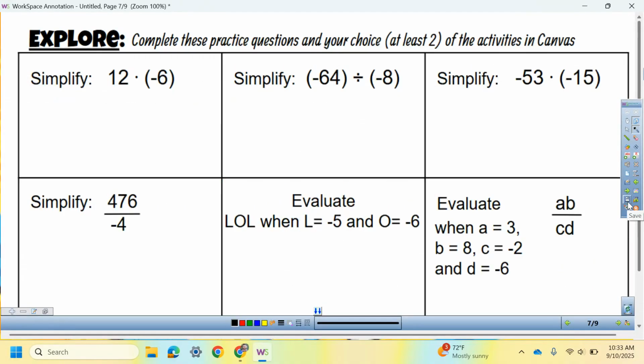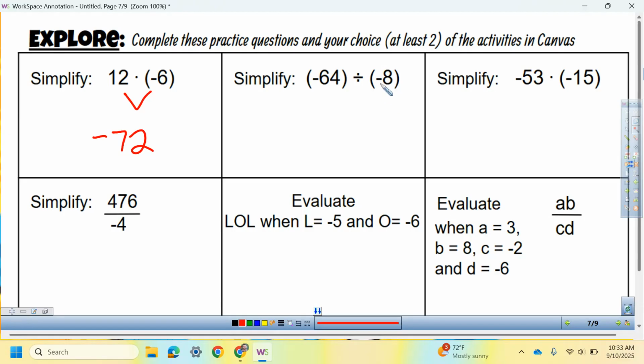All right, let's take a look at these last explore problems. I'm going to move through them quickly since you should already have the answers. Let's check and see how you did. So a positive times a negative is a negative answer. That would be 60 and 12, so negative 72.